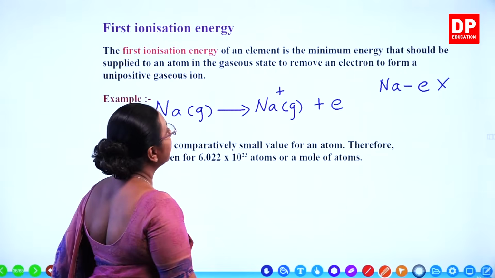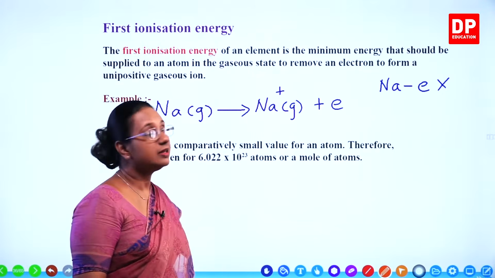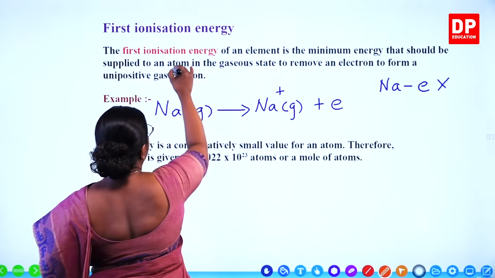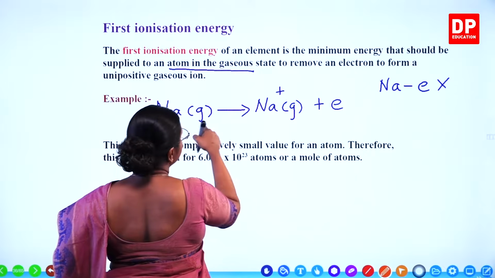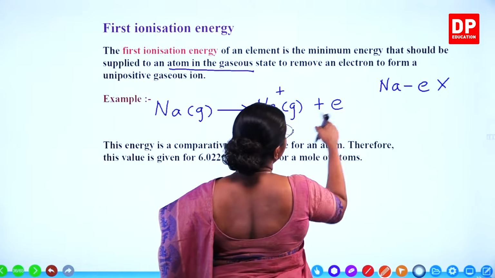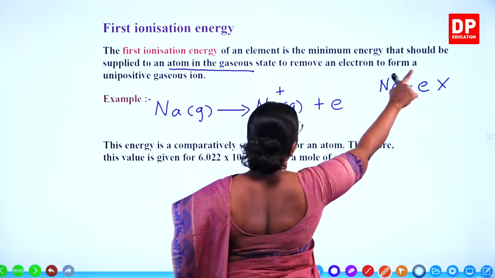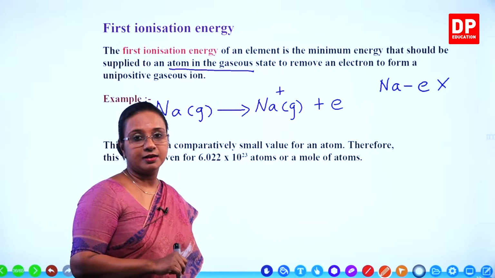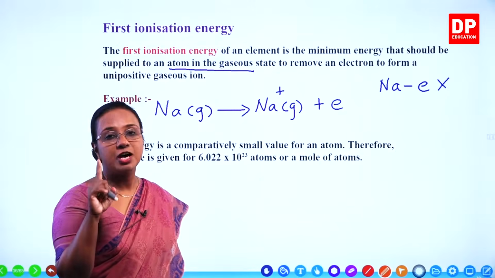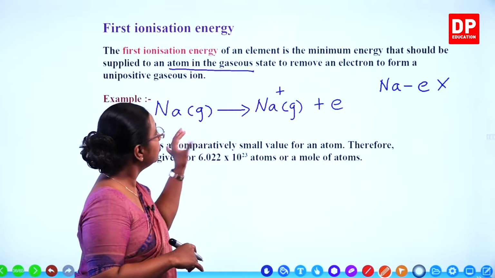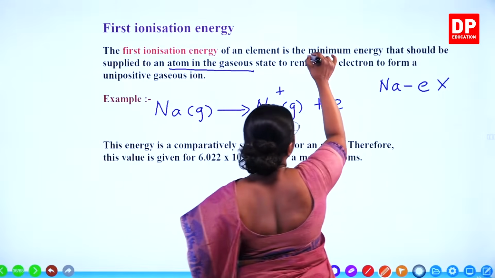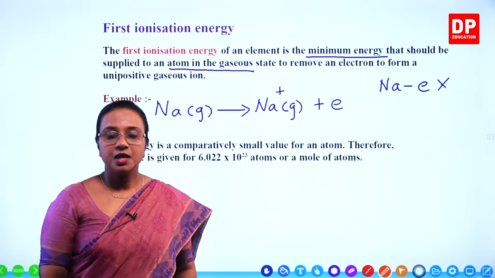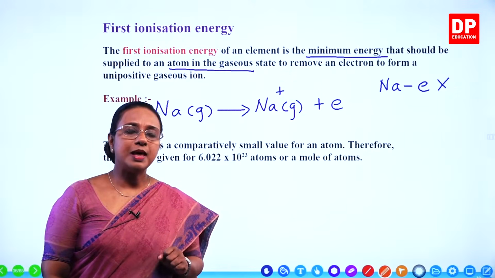So now you can understand the definition. Supplied to an atom in the gaseous state to remove an electron to form a unipositive ion. Uni means one. One positive charge. To do this, we need to supply a minimum energy. Why do we need to supply energy?